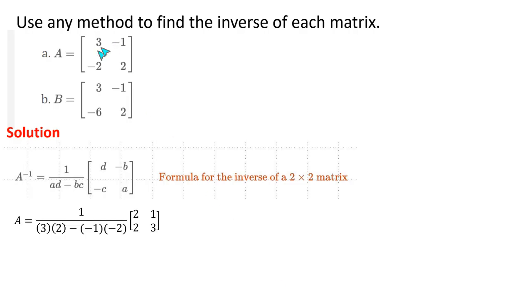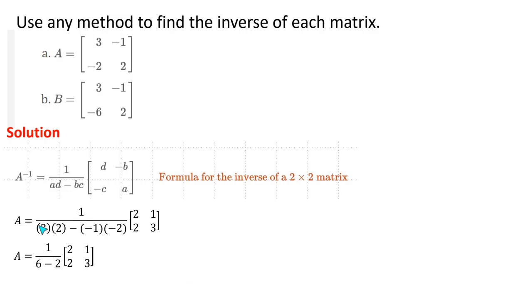So we have for the first one, 1 divided by a, which is 3, times d, which is 2, minus b, which is -1, times -2 for c. I'm going to switch the a and the d. So instead of 3 and 2, I'm going to have 2 and 3 now. And then I have to switch the signs for b and c. So instead of -1, I will have a +1. Instead of -2, I will have a +2.